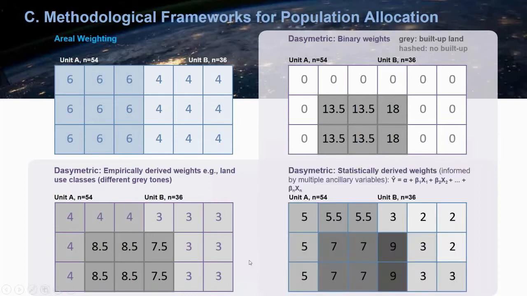Or we can use statistically derived weights, very often in regression form or machine learning form, where we are able to use several ancillary variables within the same model. That is one advantage. The second advantage is we can work with statistical inference in these models and hopefully create an even more nuanced spatial distribution of population counts at the grid cell level that, if the model is strong and robust, has very reliable estimates and provides very accurate estimates at fine resolution.